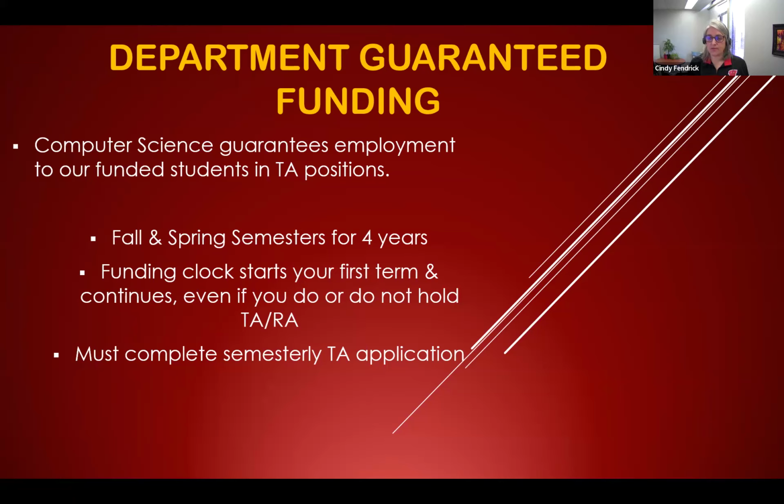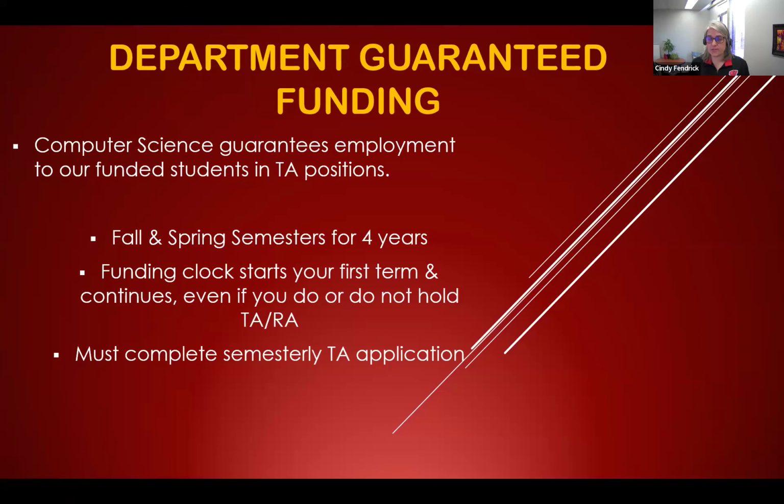This could be either in the form of a research assistant position or teaching assistant. Our teaching assistant is kind of our default position in that we will ensure you at least get a teaching assistant. If you are able to secure an RA position with a faculty member, that would then count for that semester's funding. Your funding clock begins your very first semester on campus and continues throughout your 4 years, no matter if you accept an assistantship with the department or not.